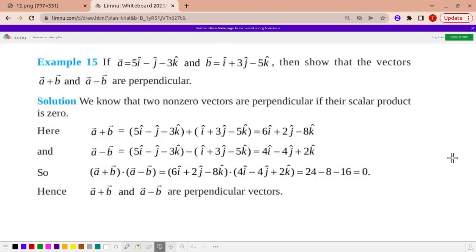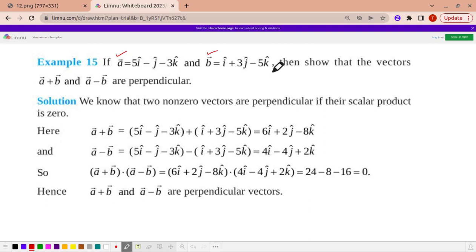If you look into the next question, dear students, the question here is, if the vector A is equal to 5 I cap minus j cap minus 3 k cap, and vector B is equal to I cap plus 3 j cap minus 5 k cap, then find the value so that the vectors A plus B and A minus B are perpendicular.